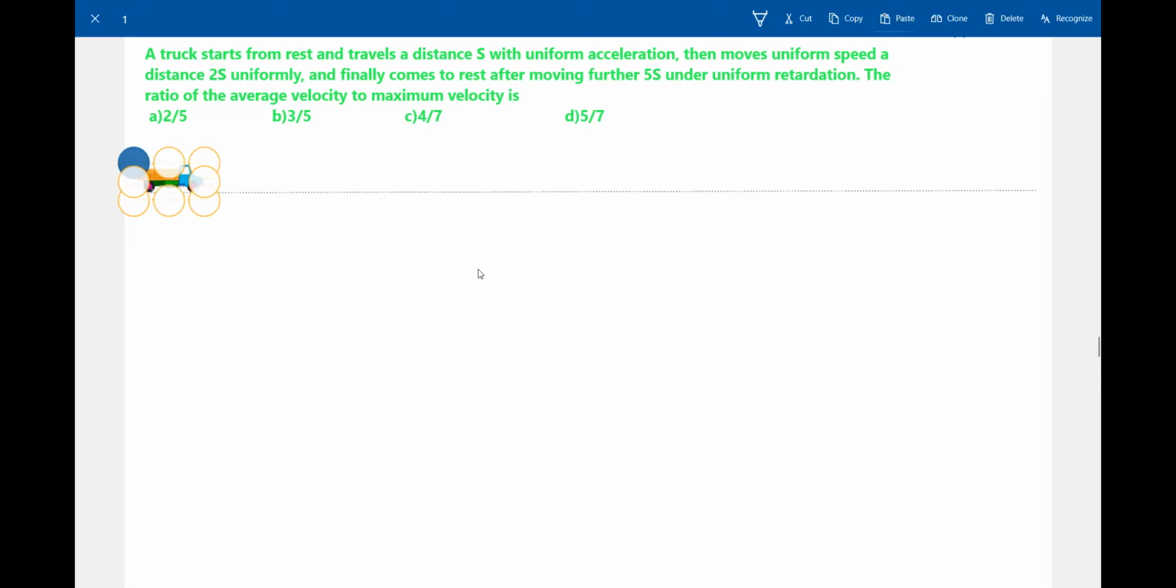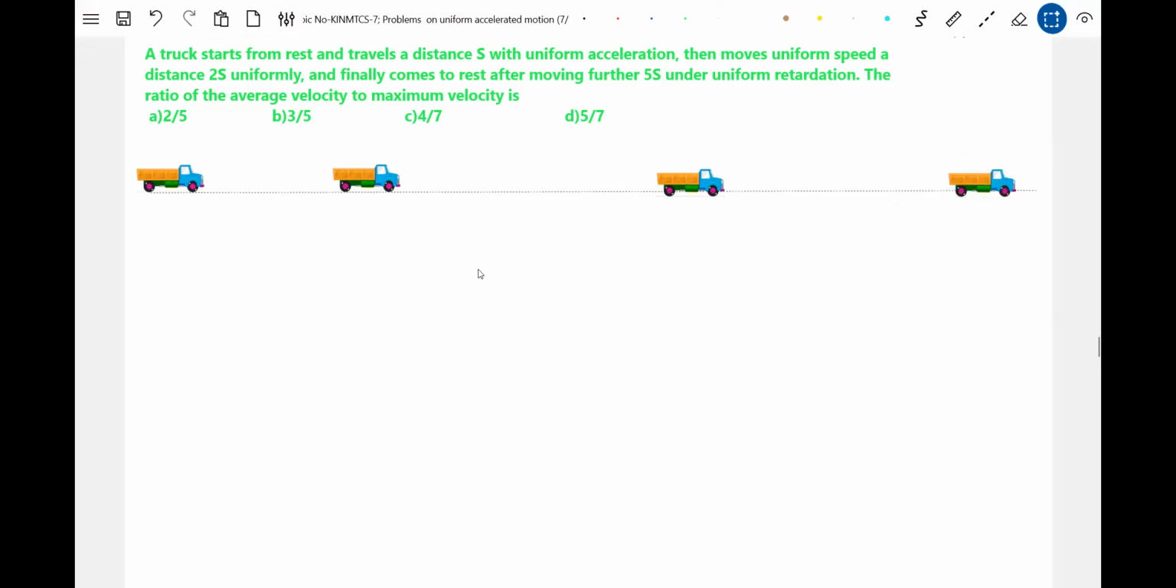Then it moves with uniform velocity, then undergoes retardation and finally comes to rest. If the truck starts from rest, we'll write it as rest. It covers a distance s, then it will cover a distance 2s.